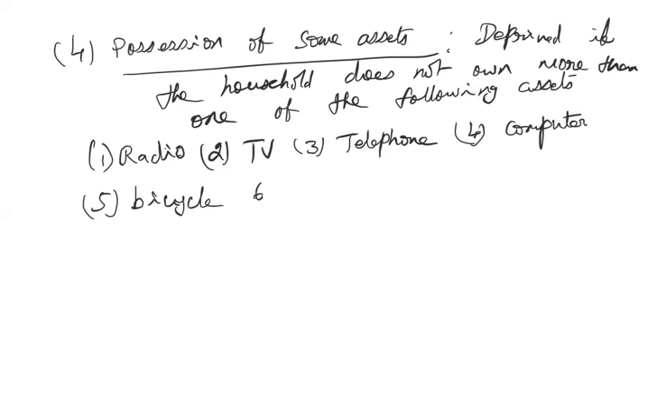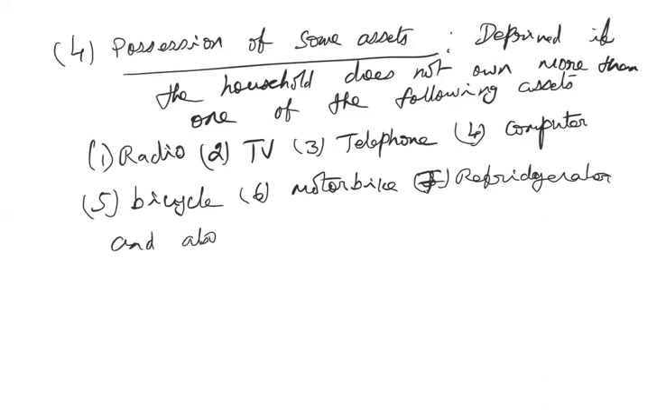Bicycle, motorbike, refrigerator, and also does not own a car or truck. Maybe car, truck, even for that matter bicycle, motorbike, computer, they all might not come under the very, very basic needs. But then the extent of poverty experienced by each and every household can be identified from this.